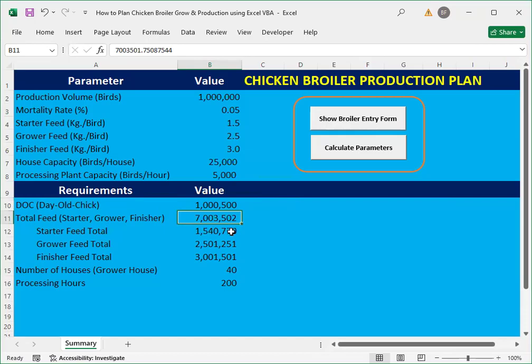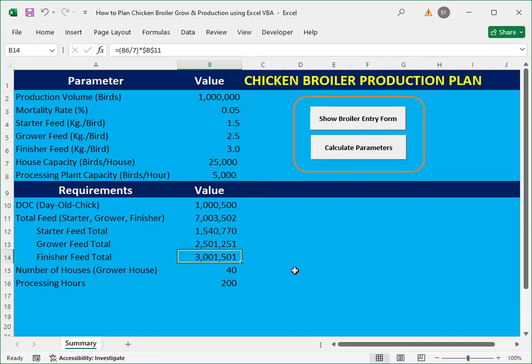And the total feed that we need is 7,003,502. These three I just divided in, you know, this is the formula that I got. The starter feed divided by 7 because the total of this is 7. Okay. I just did not include this in the VBA. Anyway, this is a fixed formula, multiplied by DOC. Okay. That will be this one also.